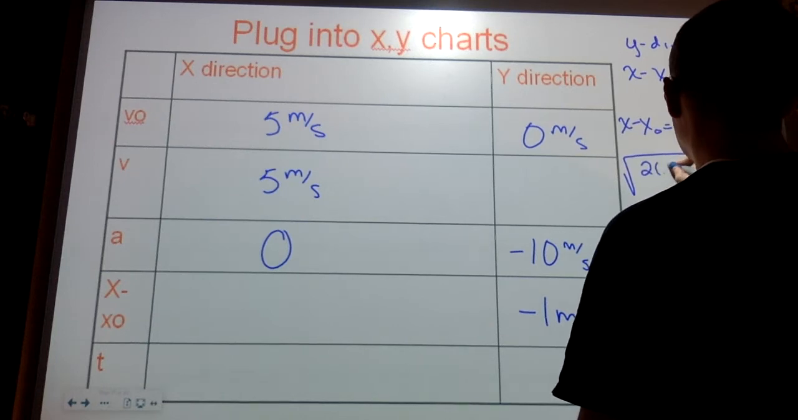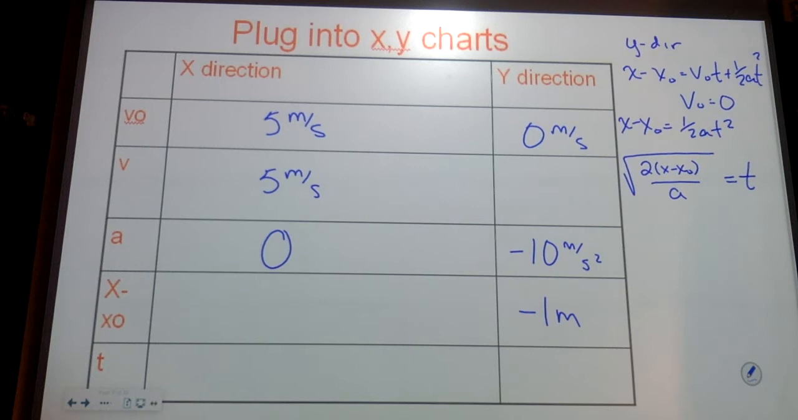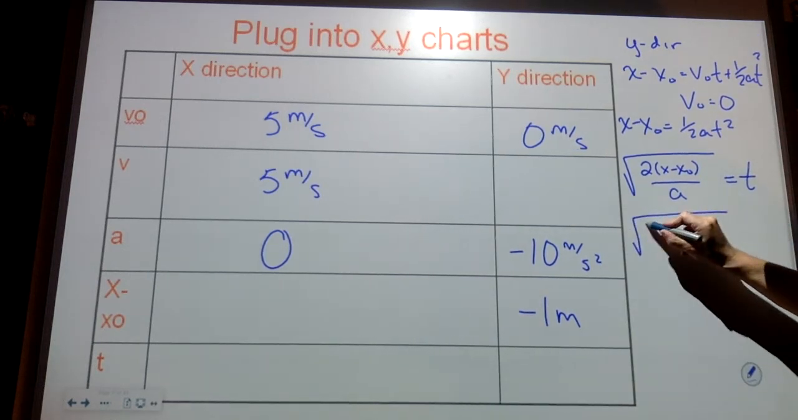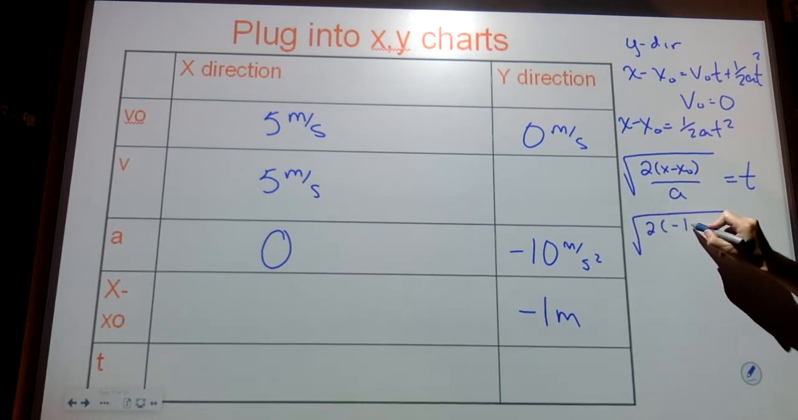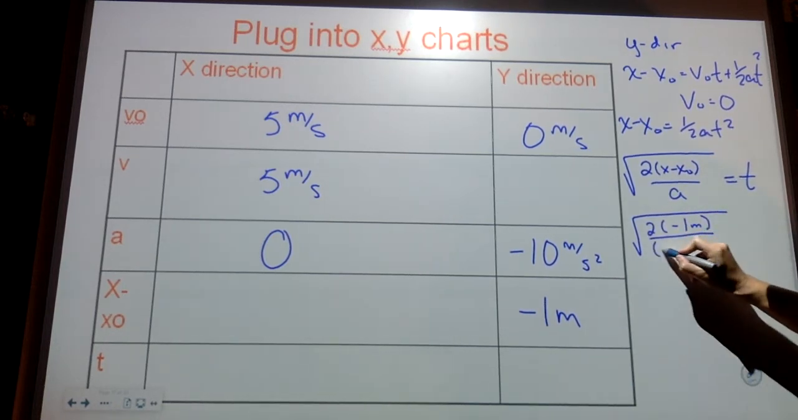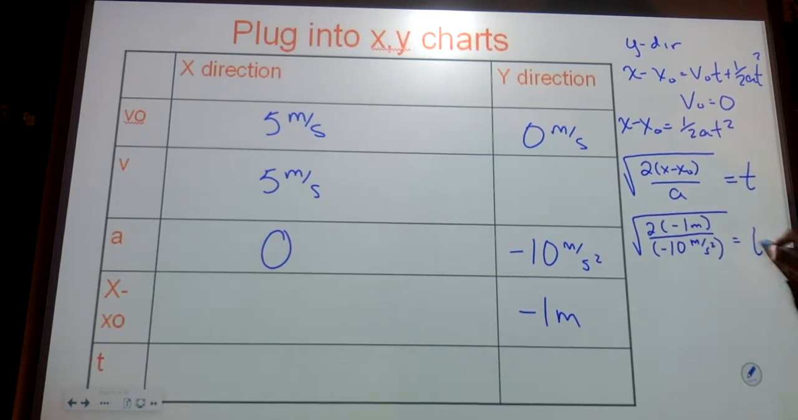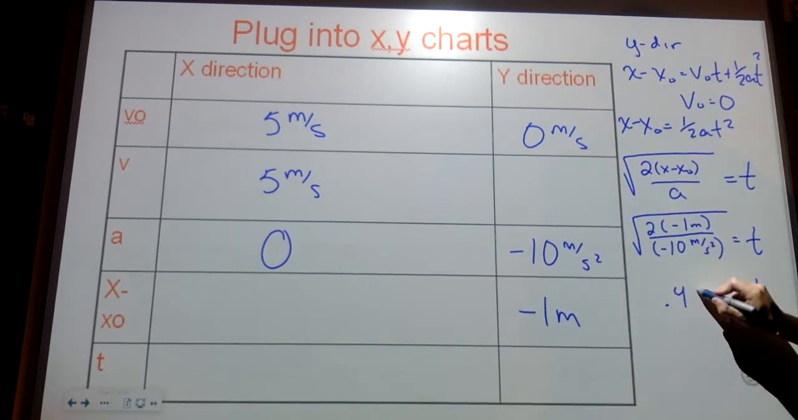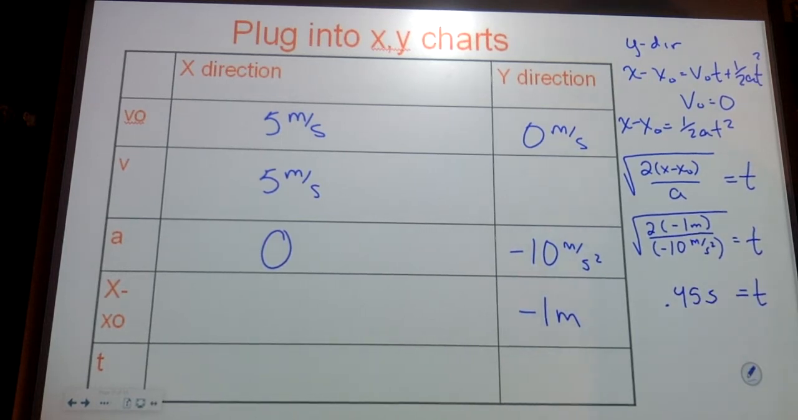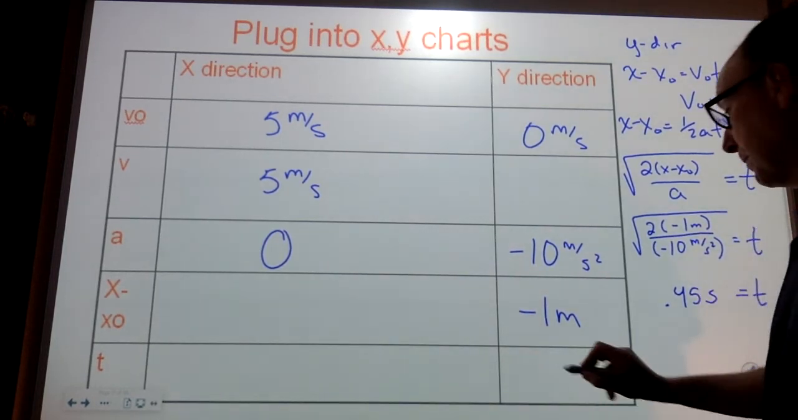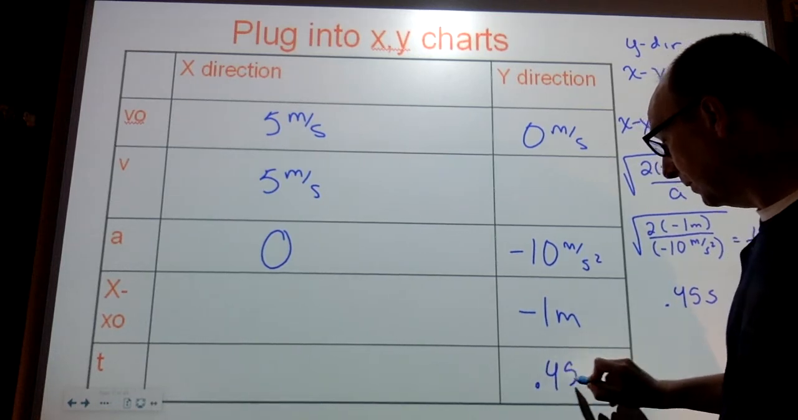So I have 2 times x minus x naught over a. And I'm going to do a substitution with units. And this is going to end up being plus or minus 0.45 seconds. I'm going to pick plus because it's a positive time. That's going to go here.